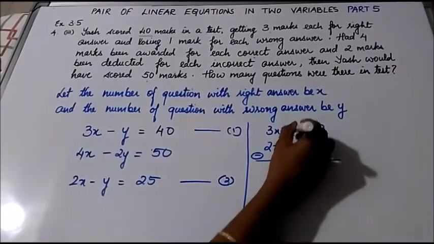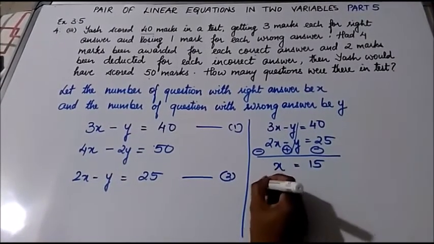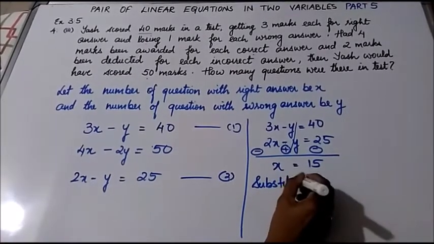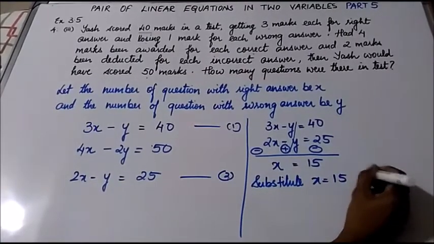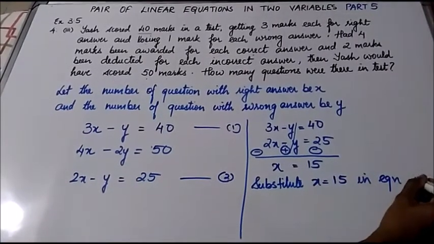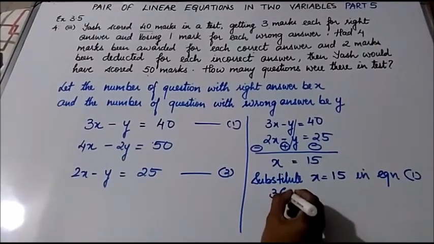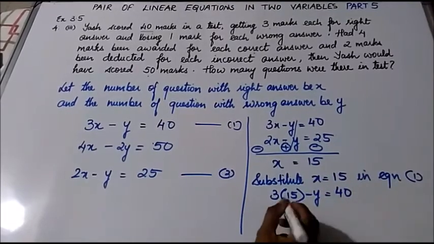This will give us x. This term gets cancelled. 15. Now x is equal to 15. Substitute x equal to 15 in equation 1. That will give us 3x that we have here. 3 into 15 minus y is equal to 40.